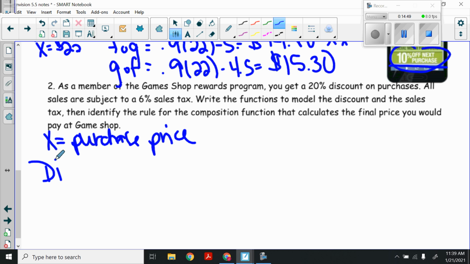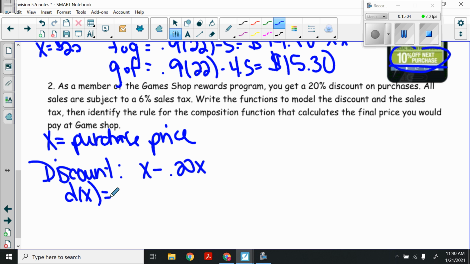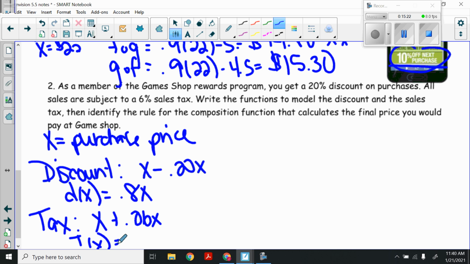For the discount, they told me 20% off, so it would be x minus 0.20x. Our discount, which we could call D of x, is equal to 0.8x. For the sales tax that we pay, it's my purchase price plus 6%, 0.06 times my purchase price. So our tax, T of x, would equal 1.06x.